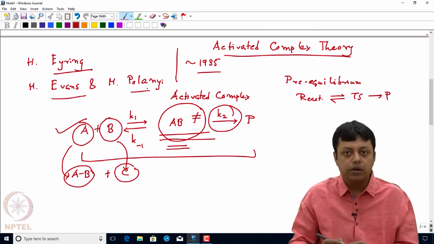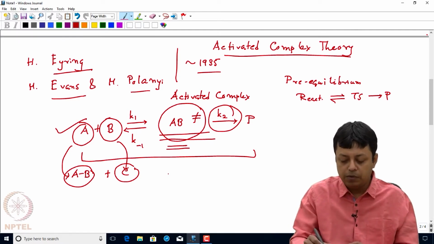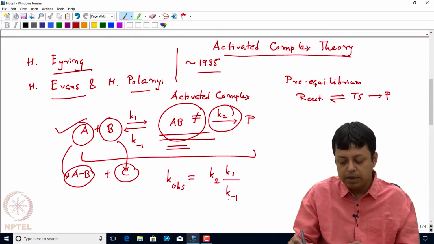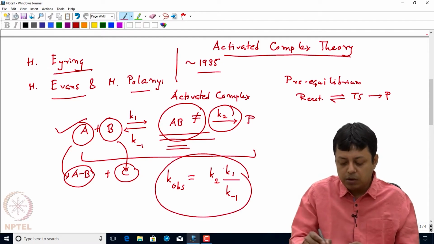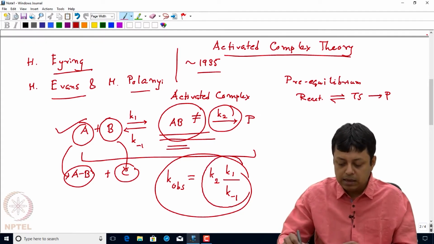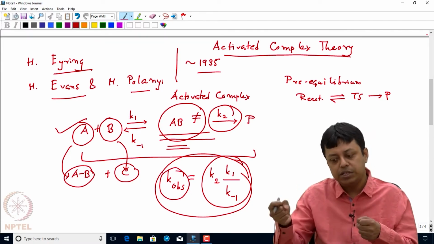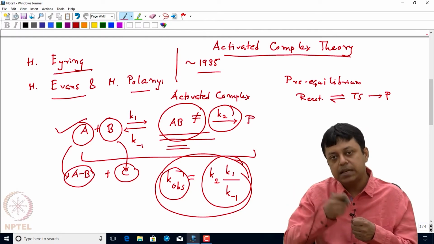Now, what will be the rate constant if I actually apply the pre-equilibrium condition? All of you know that we have already derived it. The observed rate constant will be nothing but a combination of rate constants, which will be k2 k1 by k minus 1. Already we showed it. So, according to Eyring and Polanyi, what we have to now calculate is this: in terms of this rate constant, can we actually get some other parameters with which we can calculate the observed rate constant. Now, what is k2? k2 is the frequency at which the transition state breaks into the product.